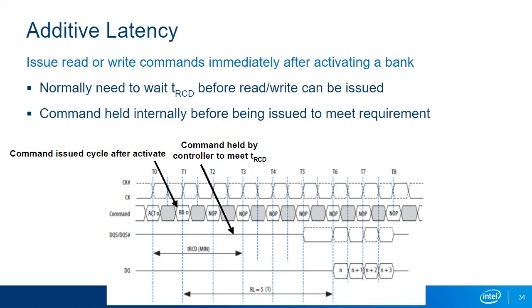In the example shown here, the read command would normally not be able to be sent to the controller until T3 to meet TRCD, leaving T1 and T2 as no-op cycles. With additive latency, the read is sent right after the activate and issued to the external memory after TRCD. Additional commands could be issued to the controller at T2 and T3. The overall read latency is increased to 5, the additive latency plus the normal CAS latency after the read is issued to the memory, but being able to issue more commands in the interim is the main benefit.